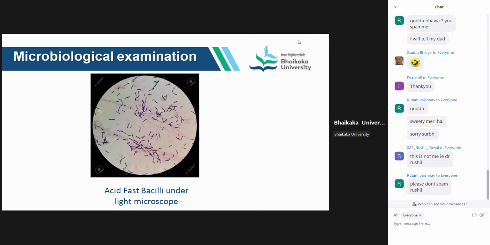Next, somebody said you can observe even bacteria or microorganisms. Yes, very correct. So in microbiological examination, you can study the bacteria. It may be pus or any fluid which contains bacteria. So the use is very important, as you can observe the organisms under the microscope.